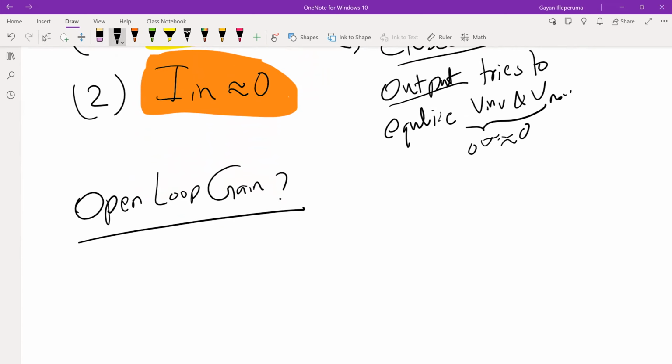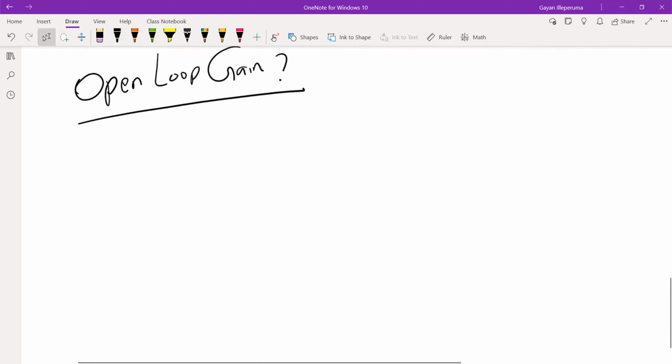What do you mean by open loop gain? We'll ask Sama. Sama, what is an open loop gain of an op amp? What does it mean to you?